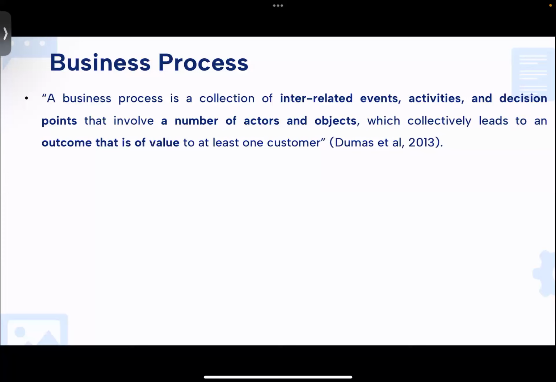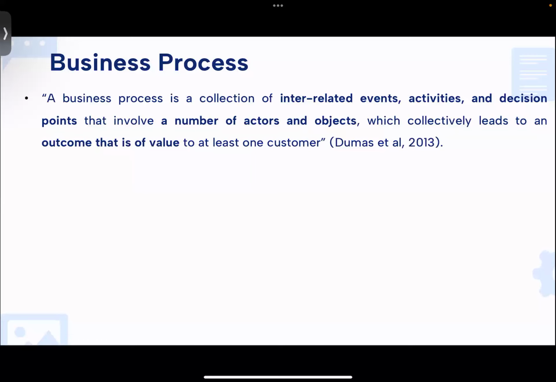Basically, the outcome would be a product or a service. For example, there could be business processes that cater to internal parties or to external parties as well. These outcomes should provide value to at least one customer. So through a business process, what we expect is that through a series of steps we achieve a certain outcome.